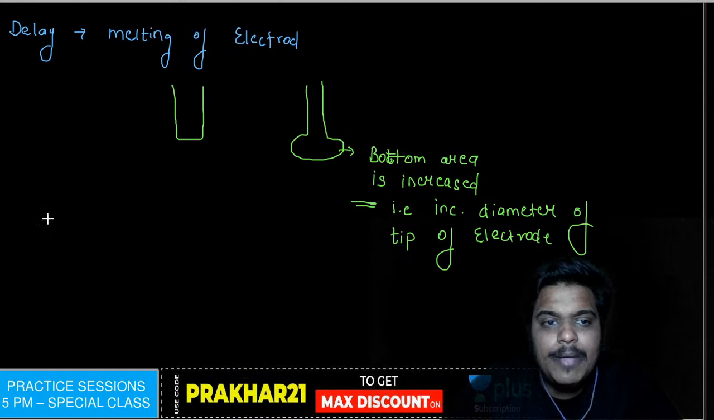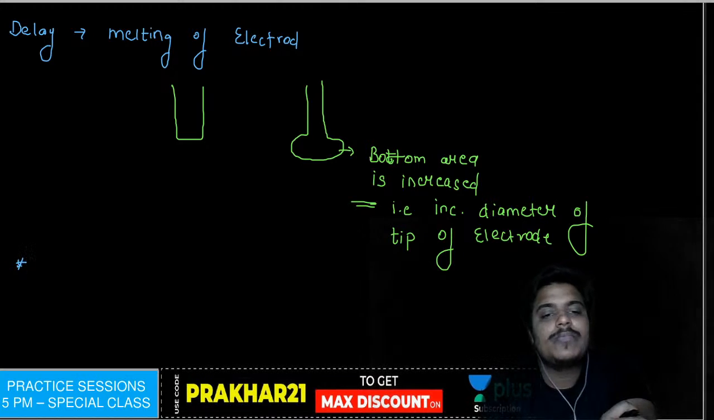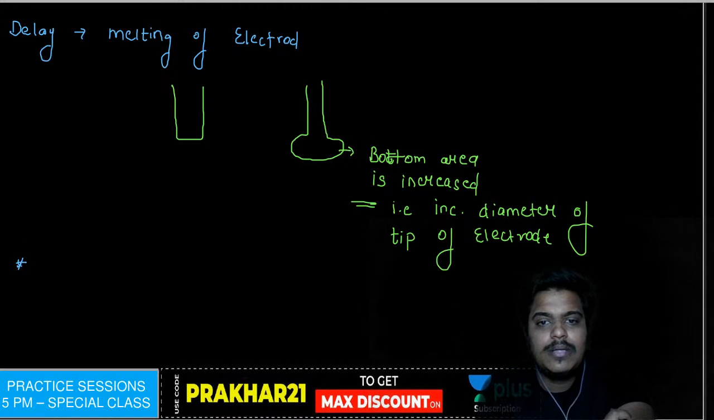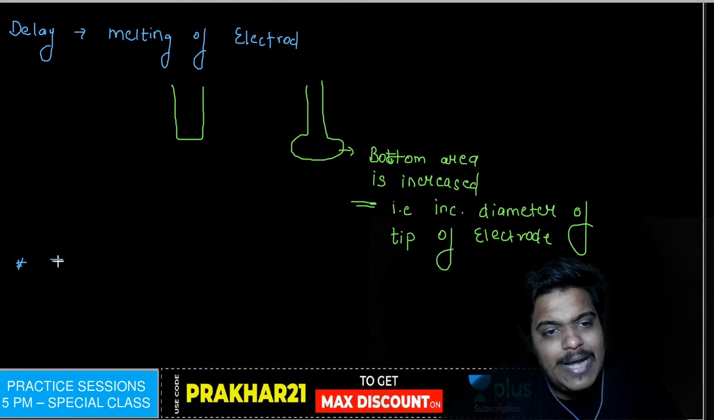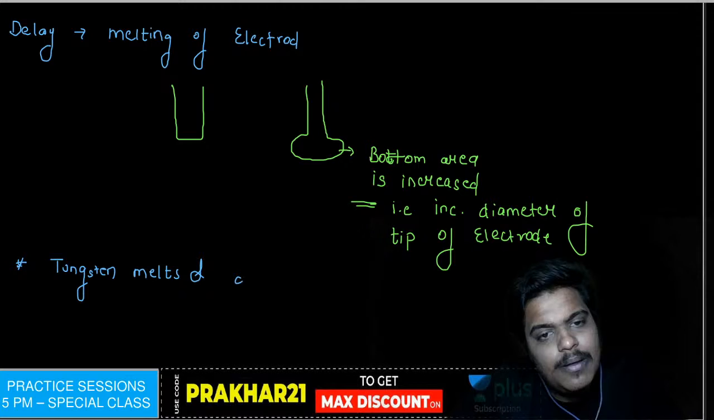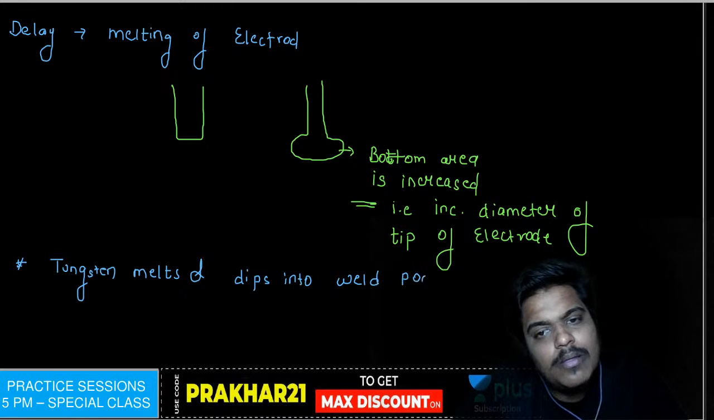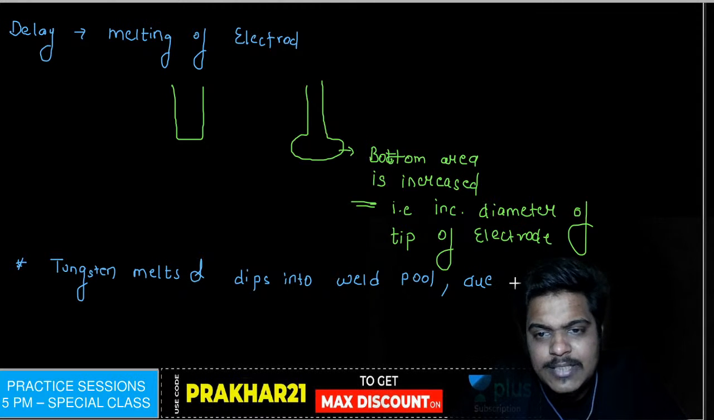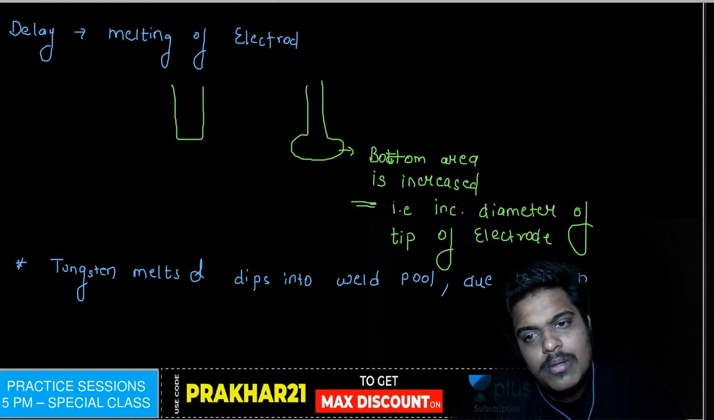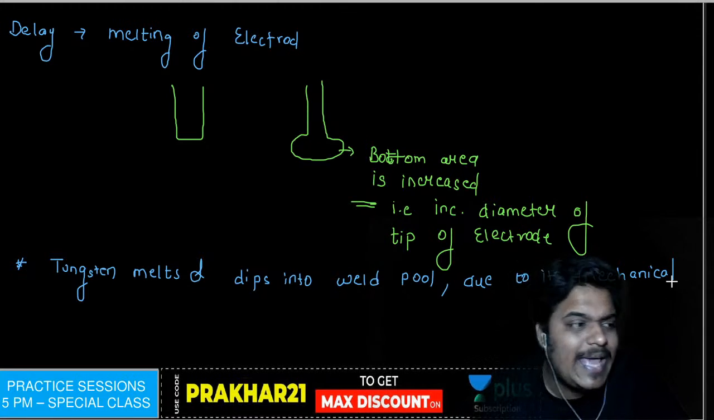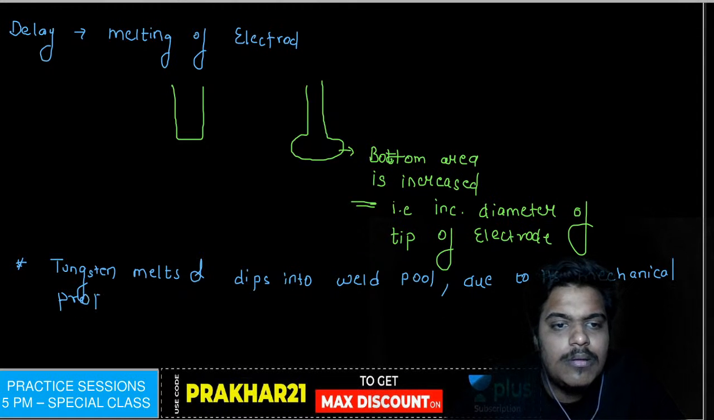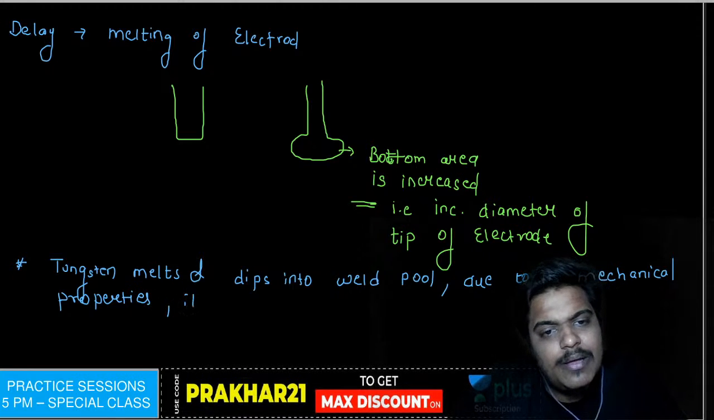Why we don't want it to melt? Because, please note down, if tungsten melts and dips into the weld pool, due to its mechanical properties, it will make the welded joint brittle.